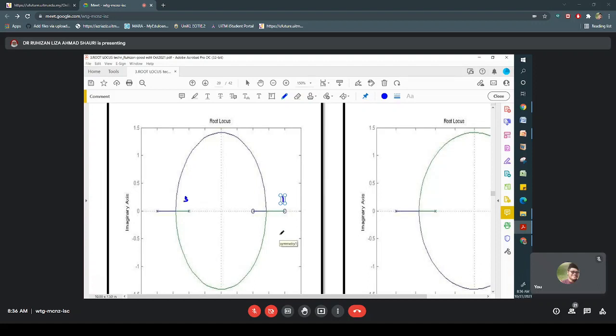So the third rule says that the locus should exist on the left of the odd number. Left. So you have it here, and for this one also on the left. So for the even number, it's the other way around, in the other direction, which is on the right of those poles or zeros. So now you know from rule number 3, the locus should exist between those poles and zeros.